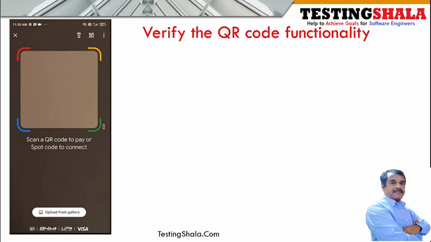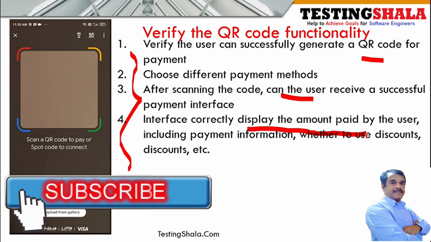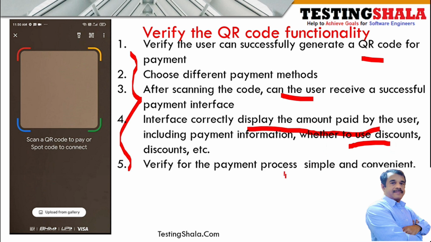There is also a feature called verifying the QR code functionality. In this screen we should test various QR code functionality, whether I can generate the right QR code, and whether I can make a payment for that QR code. When I select a particular QR code, can I get all the details, who the user is, to whom you are making the payment, how much payment I should make, how much discount I will get, all the details. Whenever I scan a QR code, all the relevant information of the person to whom I am going to transfer the money should come up. And we should also ensure that the complete payment process is very simple and convenient.